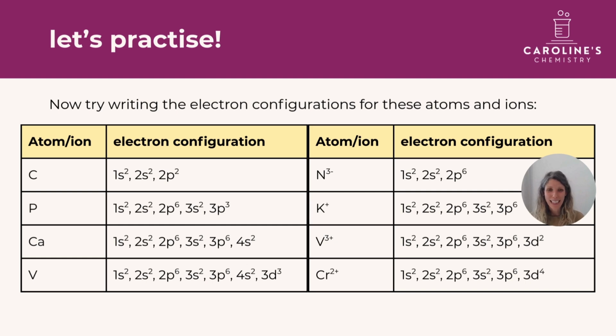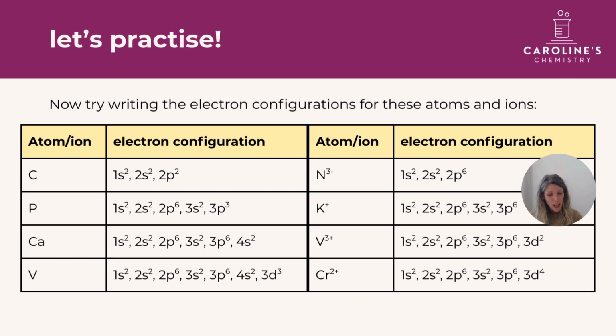When it comes to the ions, let's look at nitrogen first. Nitrogen is element number 7. So as an atom, it should have 7 electrons, and that would fit into 1s2, 2s2, and then 2p3. Now, when it's an ion, N3-, it's gaining 3 negative electrons. So it goes from 2p3 to 2p6.